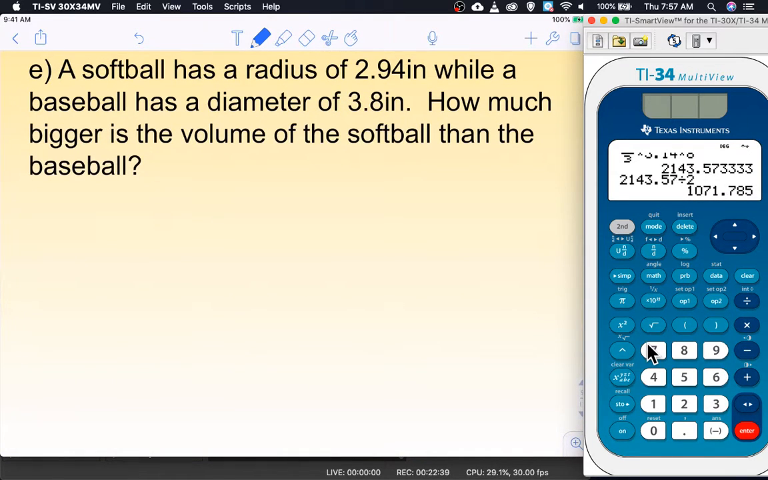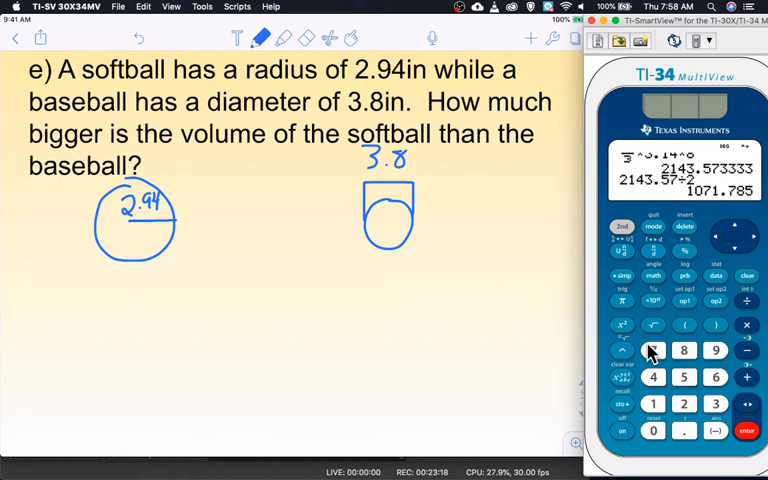A softball has a radius of 2.94 inches, and a baseball has a diameter of 3.8 inches. How much bigger is the volume of a softball than the volume of a baseball? Okay, all right. Softball, baseball. Softballs are a little bit bigger. It says the softball has a radius, that's from the middle to the outside, of 2.94 inches. The diameter of a baseball is 3.8 inches.